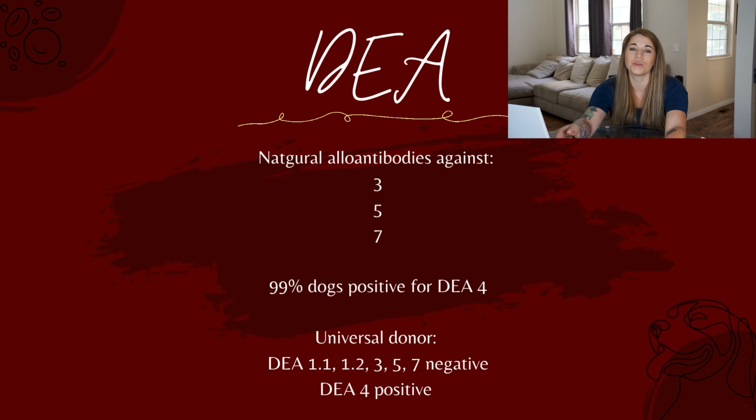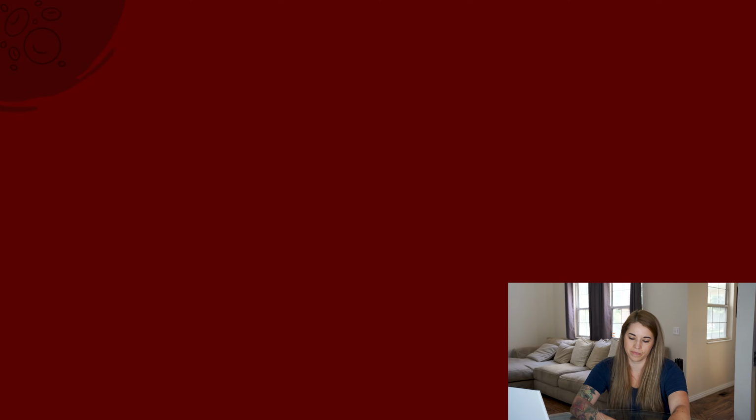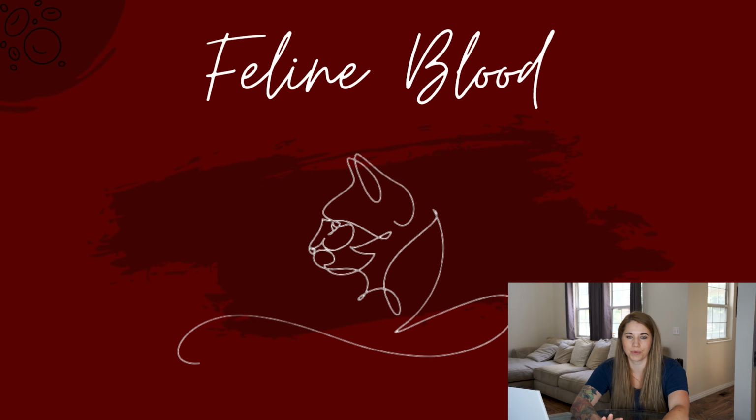So that means that the universal donor is considered a DEA 1.1, 1.2, 3, 5, and 7 negative, but positive for DEA 4. Okay, moving on to feline blood. Feline blood typing is much more simple. We utilize the AB system.